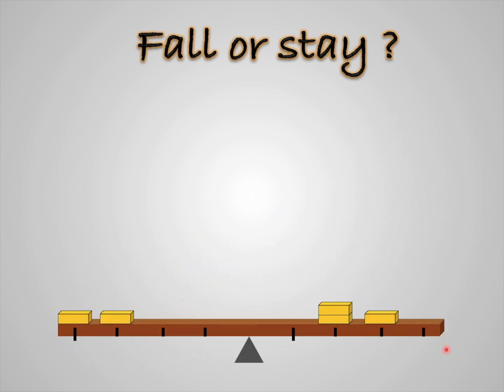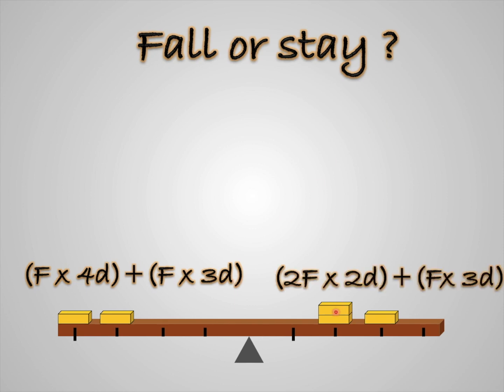The last situation, two forces acting at different distances. So let's find the total clockwise moment. One force is at a distance of 4, the other one at a distance of 3. So total 7 F into d. That's the total clockwise moment. Now the anti-clockwise side, 2 force, 2 distance. So 4 times Fd plus 3 times Fd, means the clockwise and anti-clockwise moments are balanced. The object will stay in equilibrium.